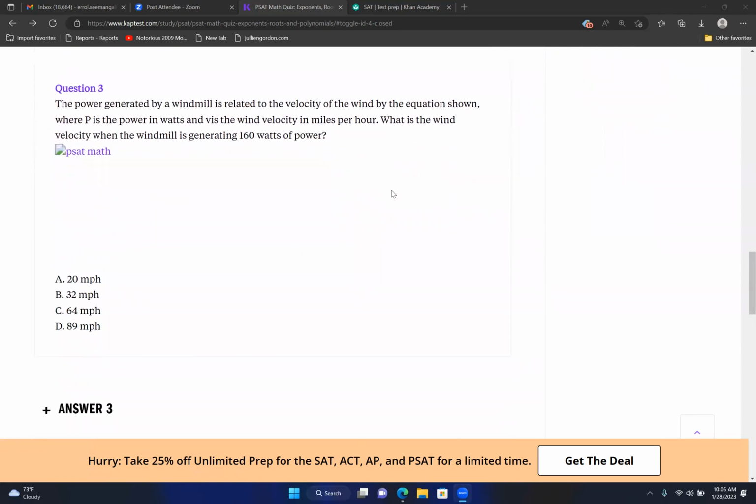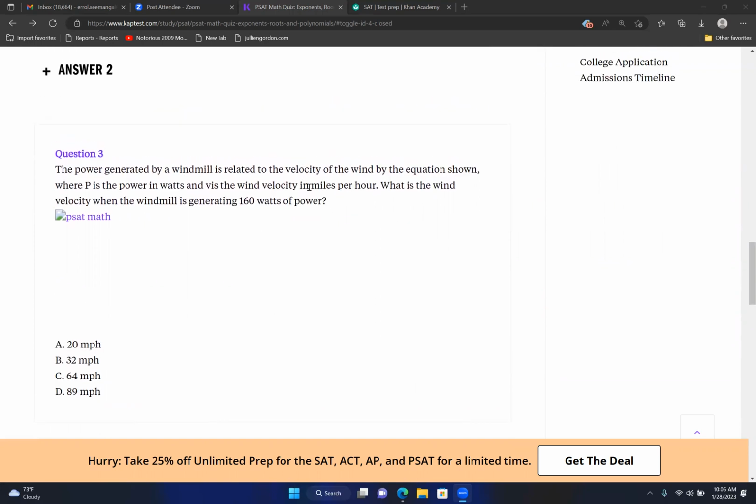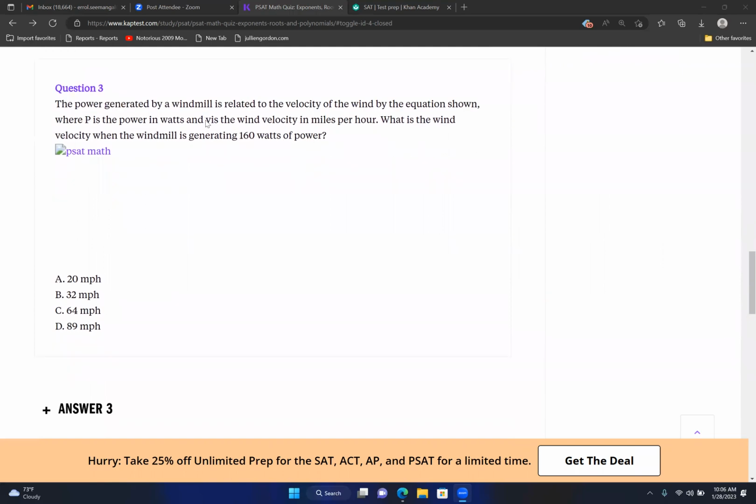3. All right. Read 3 for me. The power generated by a windmill is related to the velocity of the wind by the equation shown, where P is the power in watts and v is the wind velocity in miles per hour. What is the wind velocity when the windmill is generating 160 watts of power?